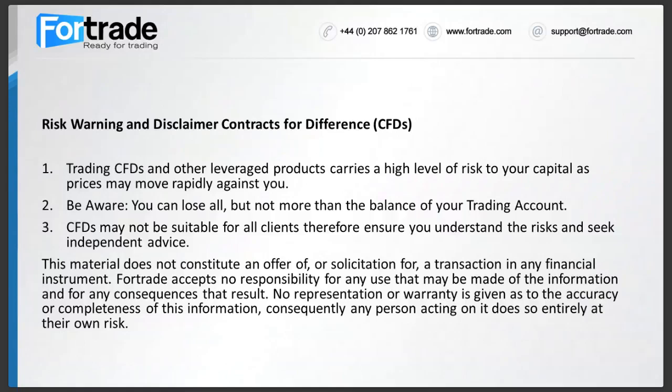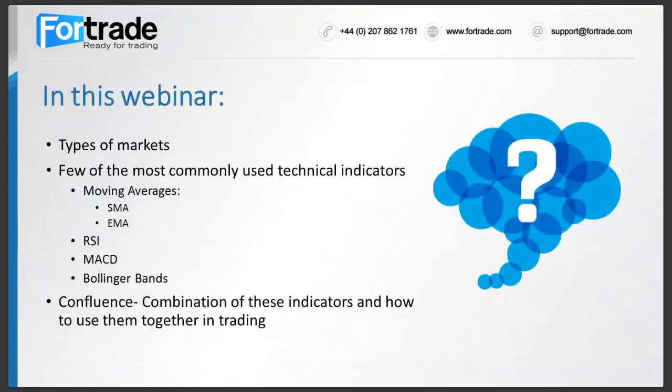So, okay, let's start. In this webinar, we will focus on technical analysis. First, we will talk a little bit about the types of markets. Then we will focus more on a few basic and the most commonly used technical indicators like moving averages, RSI, MACD, and Bollinger Bands. At the end, we will try to do some confluence, a combination of these indicators and how to use them together in trading.